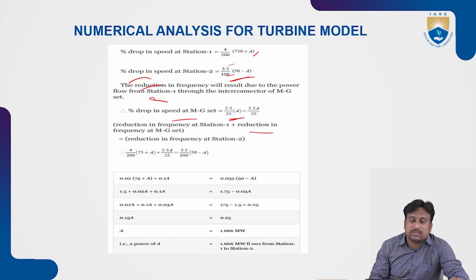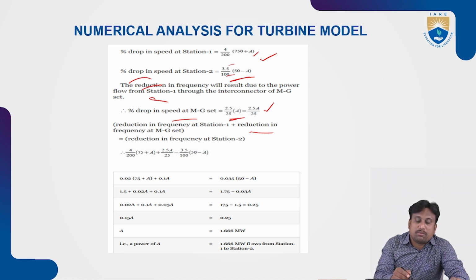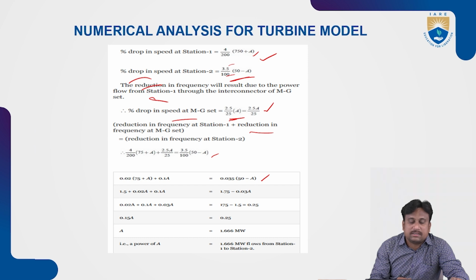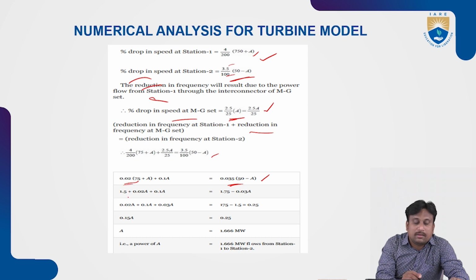Therefore, if you add these values, that is 4 by 200 into 75 plus A, plus 2.5A by 25, that is equivalent to 3.5 by 100 into 50 minus A. Simplifying this case, you get 0.02 into 75 plus A, plus 0.1A, which is equivalent to 0.035 into 50 minus A. Writing out this expression, 0.02 multiplied with 75 gives 1.5, and multiplying with A means 0.02A plus this 0.1A. On the other side, 0.035 into 50 gives 1.75, and multiplying the same coefficient with A, 0.035 into A gives minus 0.035A.